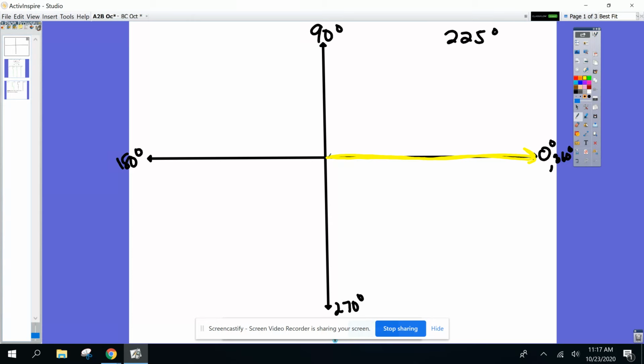Now, I'm not looking for you guys to be exact, but you should be in the ballpark. What do I mean by be in the ballpark? 225. Is it going to be closer to 180 or closer to 270? That's what you guys got to figure out. And in this case, it's actually halfway in between. So put that thing halfway in between. If it's closer to 180, it should be clearly closer to 180.